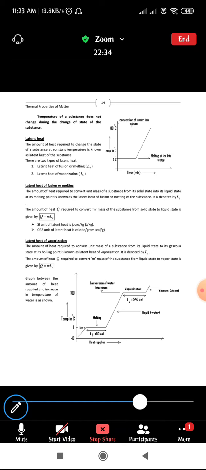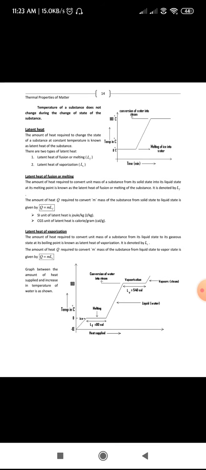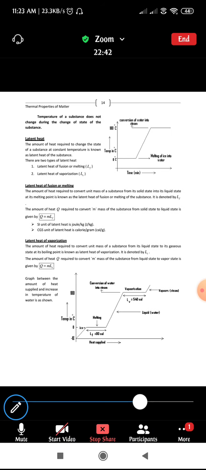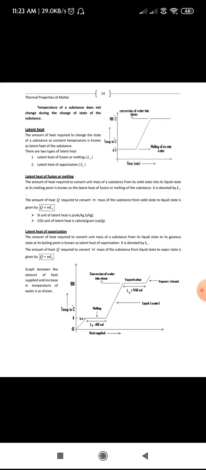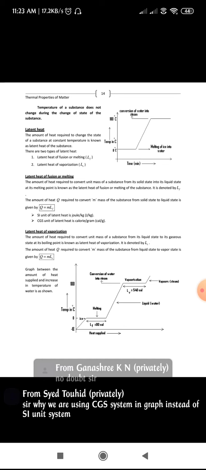So any doubts regarding latent heat? Go through this topic, because you are going to get a numerical based on this topic about latent heat. For solving the numerical, you need to know this.